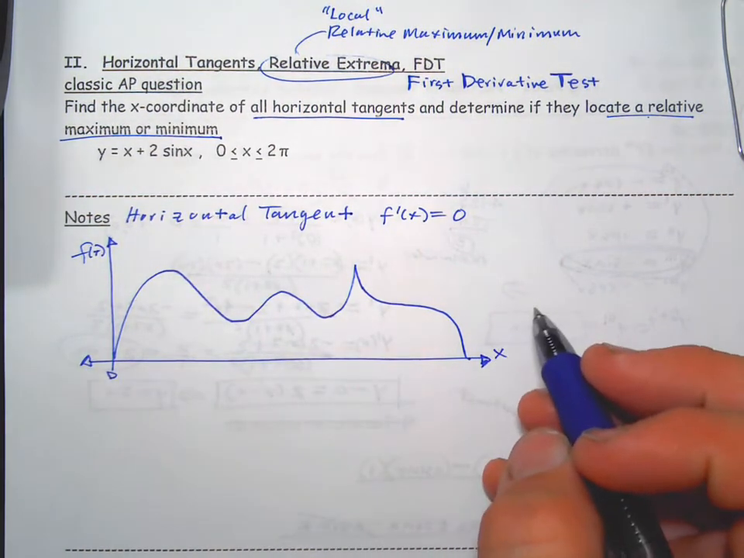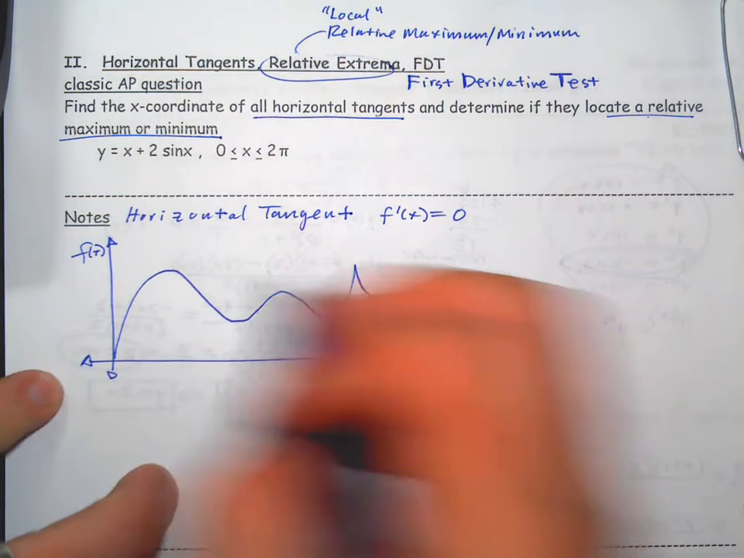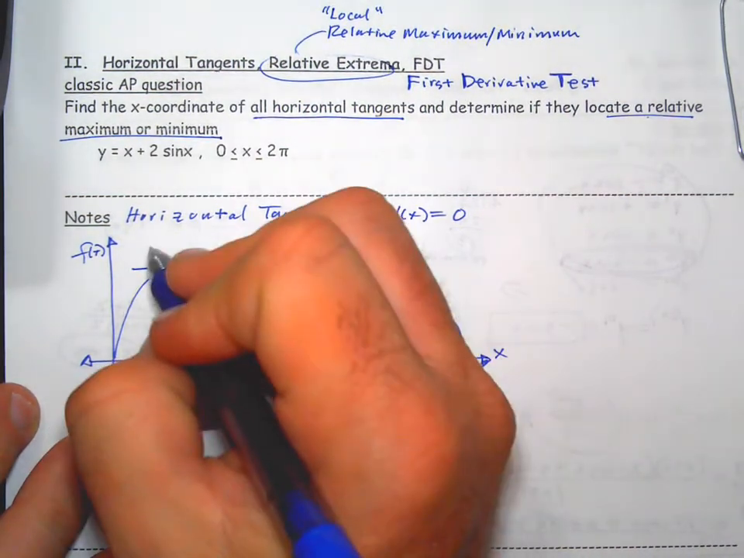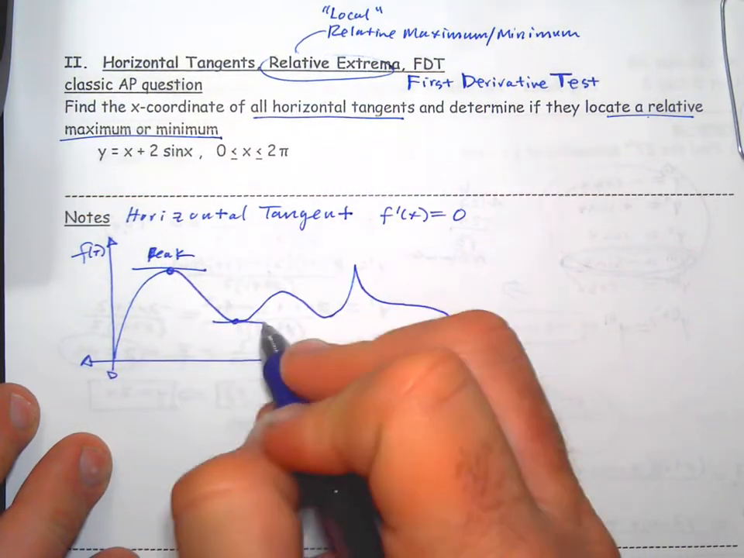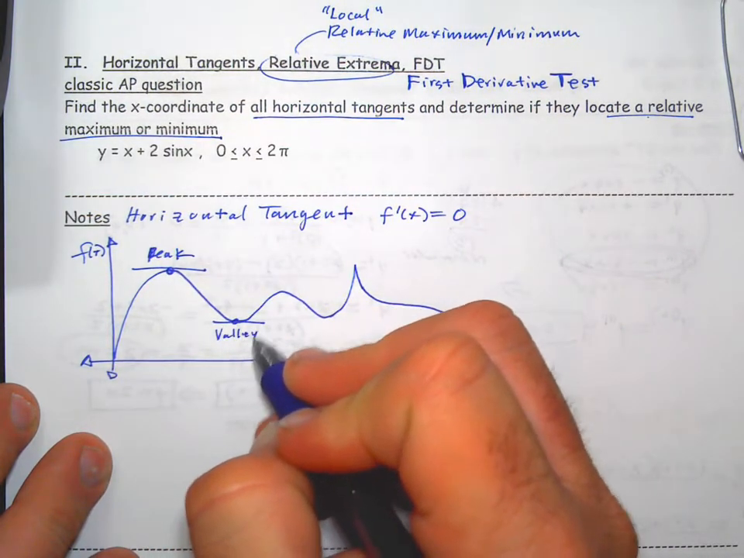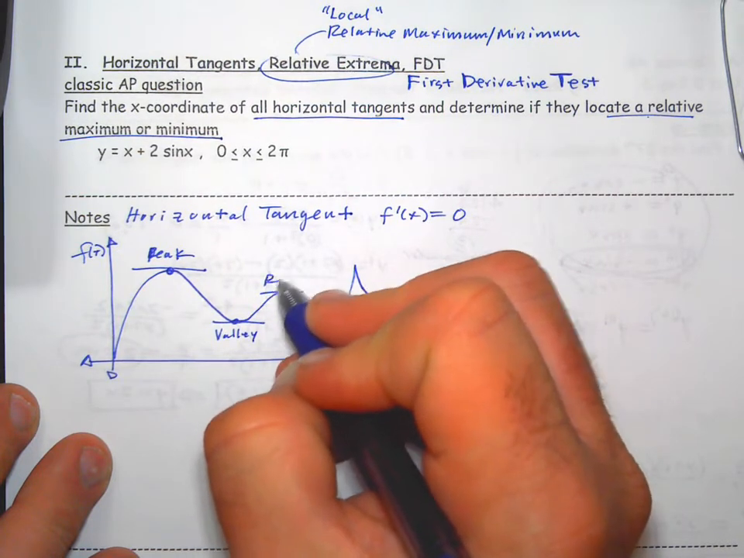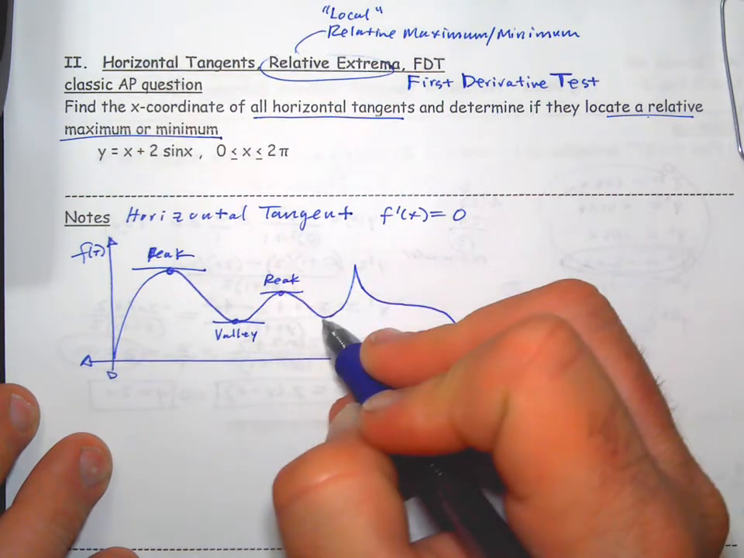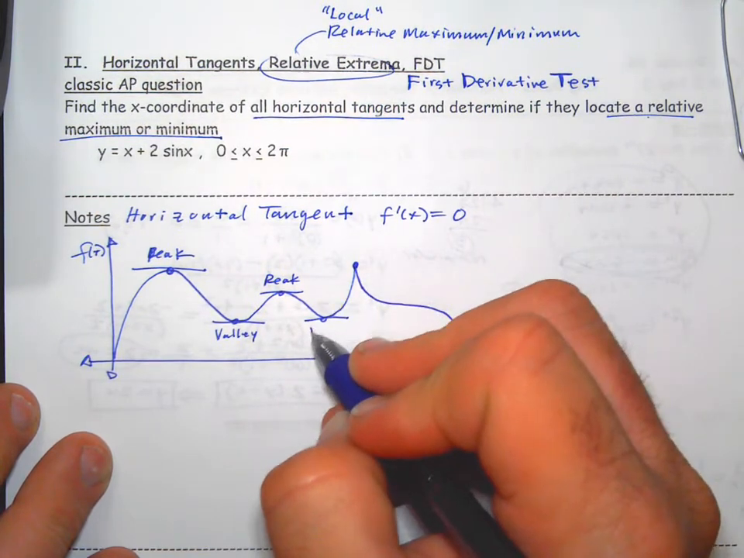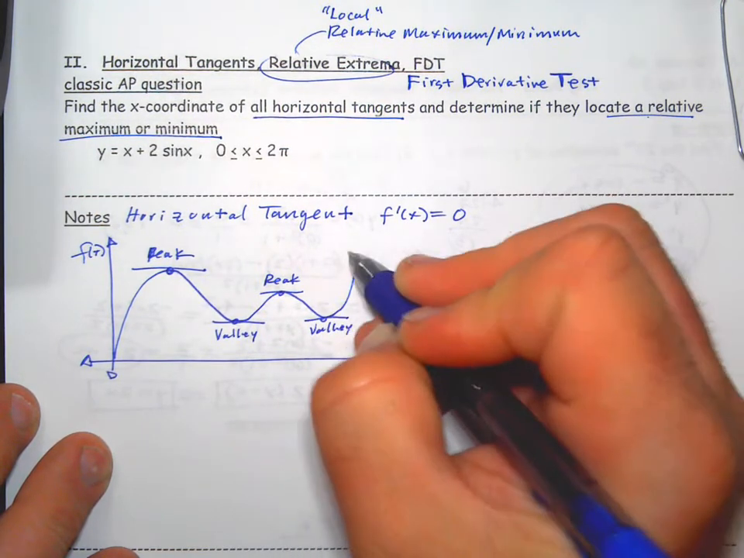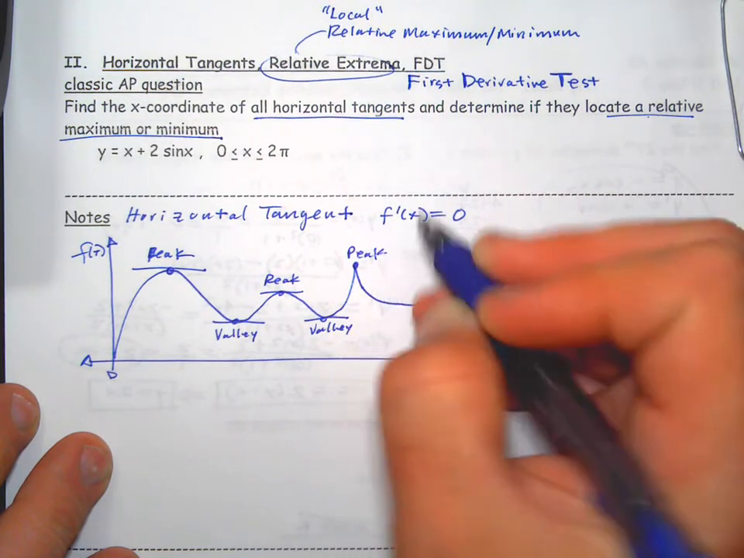Okay. Now, here's the deal. Here's a peak, which we call a relative max. Here's a valley, which we call a relative min. Here's another peak, relative max, valley. Here's a peak, valley. Now, peak and valley, those are very non-technical terms.